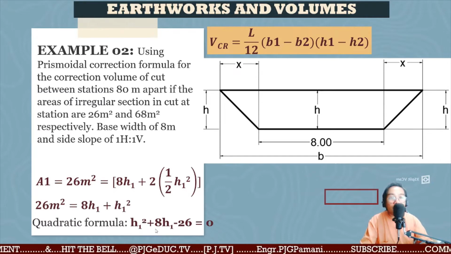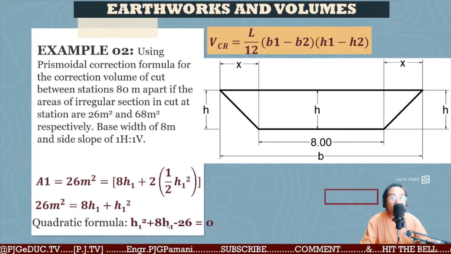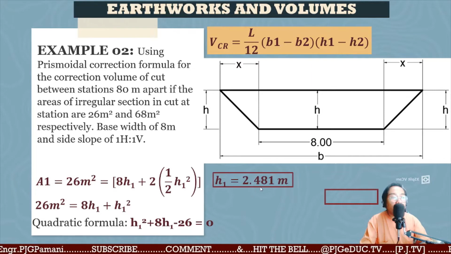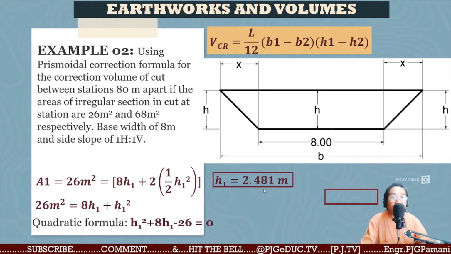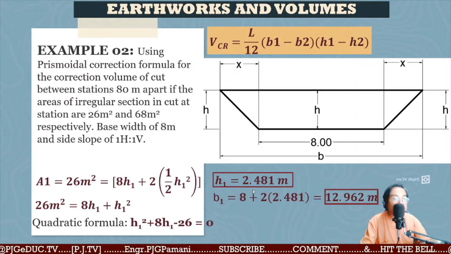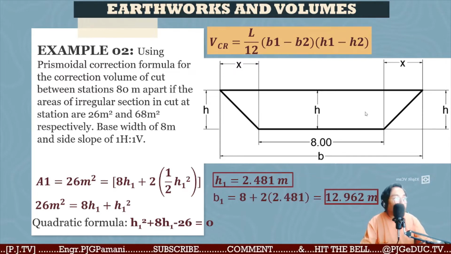Simplify and it gives you a quadratic equation: h1 squared plus 8h1 minus 26. Substitute into the quadratic formula and it gives you the positive value of h1 at 2.481 meters. So use the positive value, not the negative. So h1 is 2.481 meters.